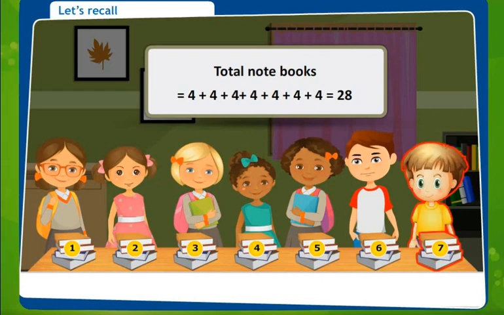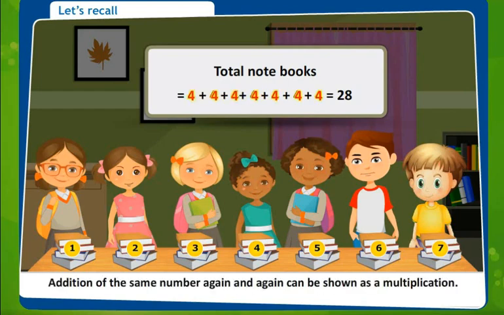So we have to add 4 7 times. 4 plus 4 plus 4 plus 4 plus 4 plus 4 plus 4 is equal to 28. Now adding 4 7 times was a tedious job. Instead, we could have done it more easily.